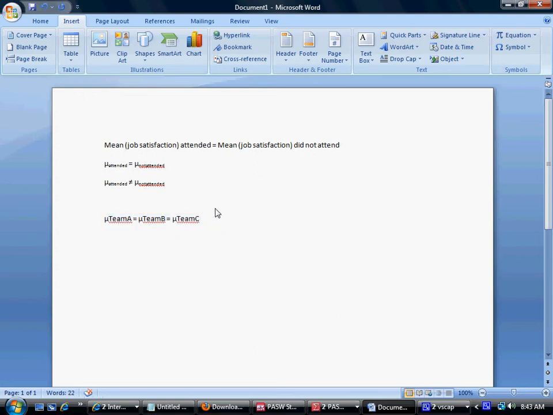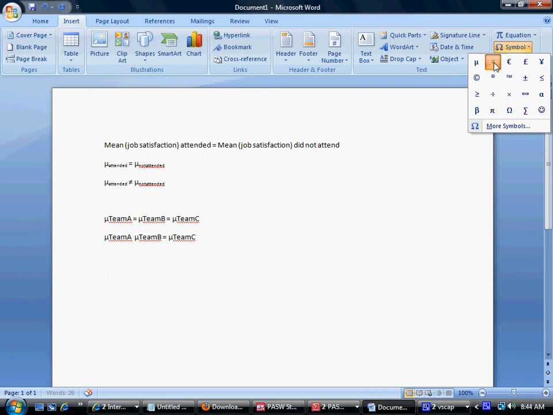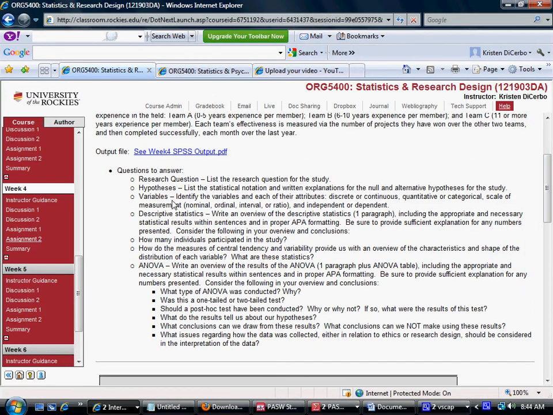Now in this case, we don't have specific hypotheses about which one is going to be higher. We just want to see if there's a difference. So again, here I'm just going to say that our alternative hypothesis is just that they are not equal. And so I can just put in my not equal sign here, and that'll be my alternative hypothesis. And there's my hypotheses.